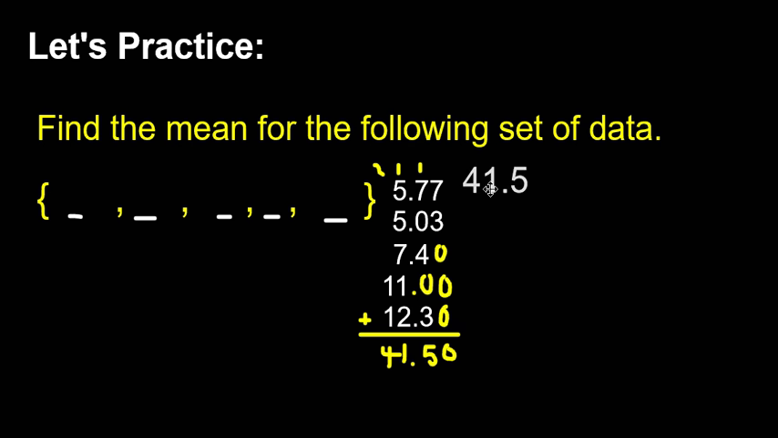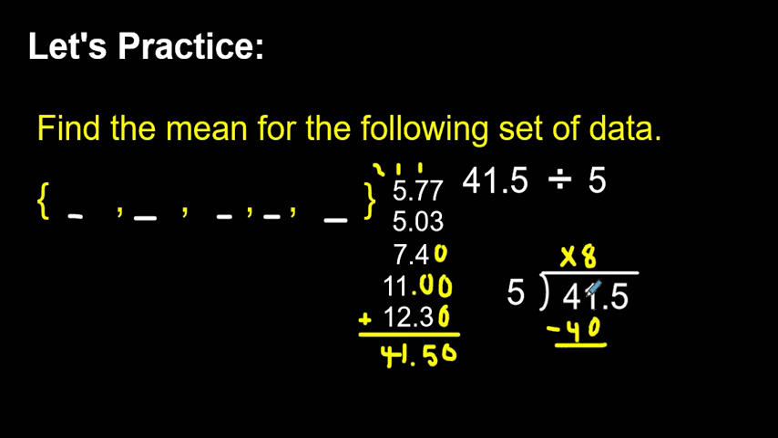Now we want to take that sum and divide by the number of pieces of data, which is 5. Don't forget the first number is actually our dividend, and the dividend goes in the box. The second number, what you're dividing by, is our divisor, and it goes outside the box. And now we're ready to divide. So 5 does not go into 4. I like to put a little X here just to keep my place values lined up. 5 goes into 40 8 times, or it goes into 41 8 times, I should say.